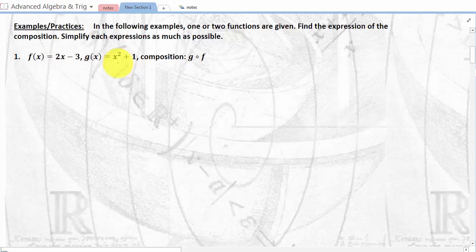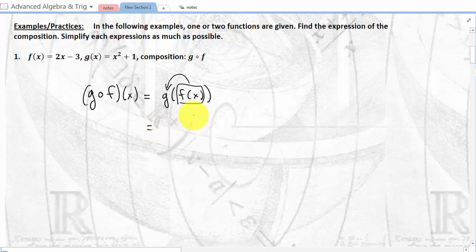Here I'm giving you two functions f and g and I want you to find g of f. So start by writing the definition of this function. G of f applied to x is by definition g of f of x. So that means you take f of x and you plug it in g.